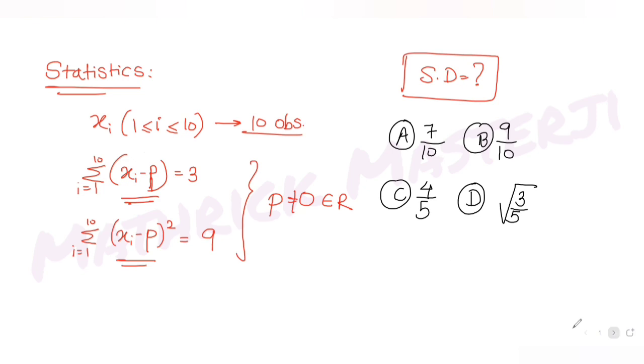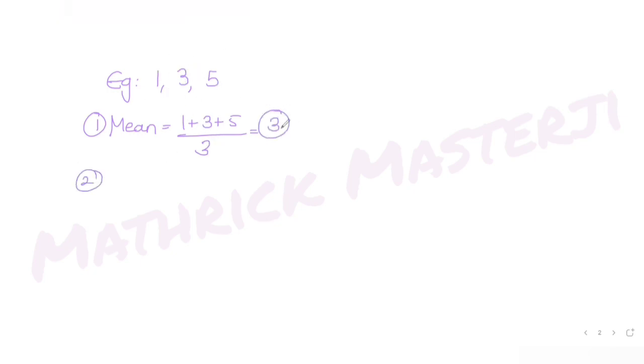First let's understand what happens to the standard deviation when you subtract one constant from each of the terms. Taking an example, let's take three terms, 1, 3, 5. To find the standard deviation, the first step is to find the mean. 1 plus 3 plus 5 divided by 3 gives me 9 divided by 3, which is 3. Second step, we find the difference of the terms from the mean value: 3 minus 1 is 2, 3 minus 3 is 0, 3 minus 5 is minus 2.